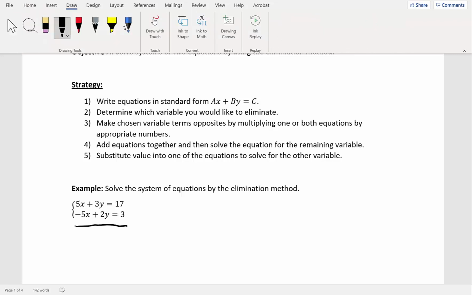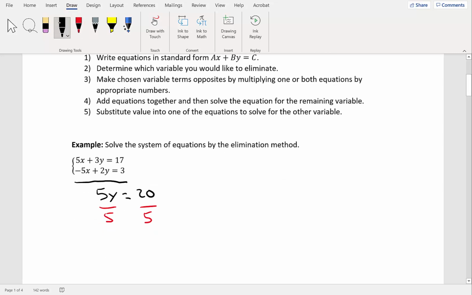Okay. So 5x and negative 5x cancel out. Now 3y plus 2y gives us 5y. We have equal to 17 plus 3, which gives us 20. Notice the remaining equation, all we have is a y. There's no more x's. So let's go ahead and solve for y. Divide both sides by 5. We get y is equal to 4. So now we know what y is equal to.